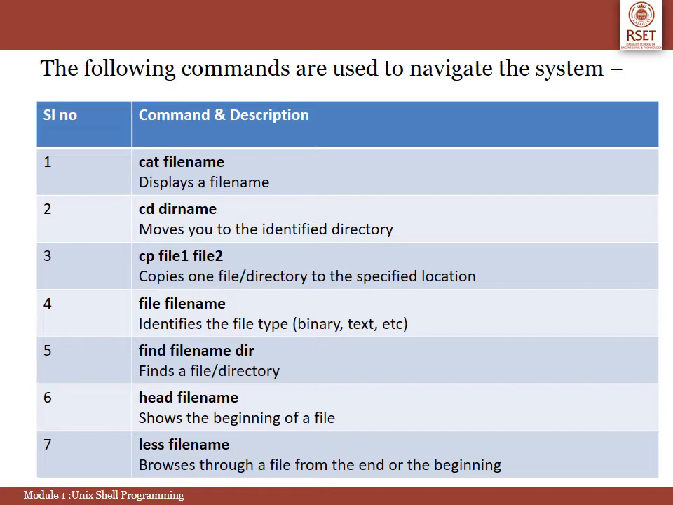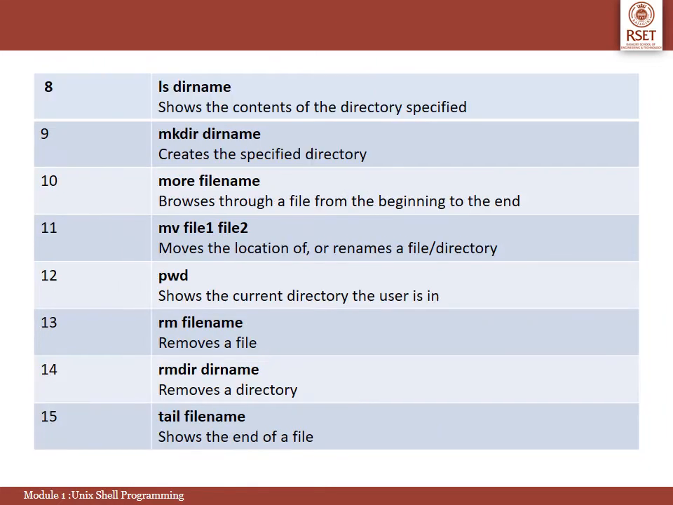The next one is find followed by a file name and directory, which finds a file or directory. Next one is head followed by a file name. It shows the beginning of a file. The next command is less followed by a file name. It will browse through a file from the end or the beginning. Next command is ls followed by a directory name. It shows the contents of the directory specified. The next command is mkdir followed by a directory name. It creates the specified directory. Dir name specifies the directory which you want.